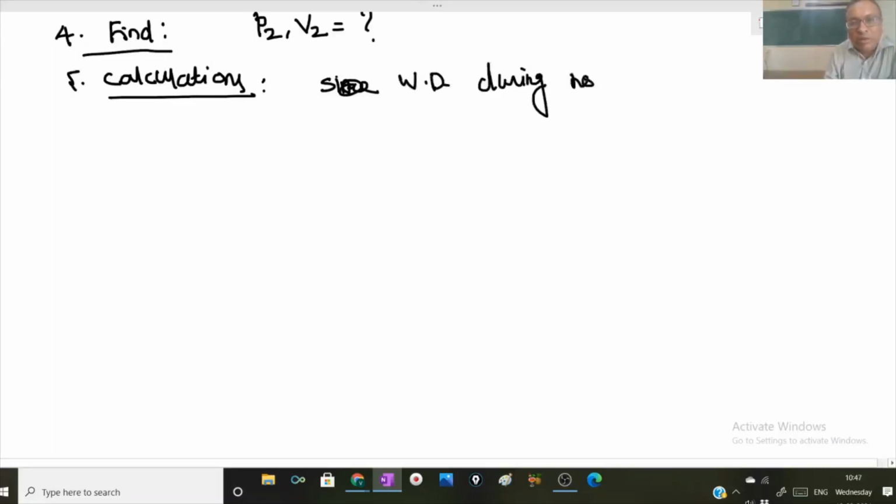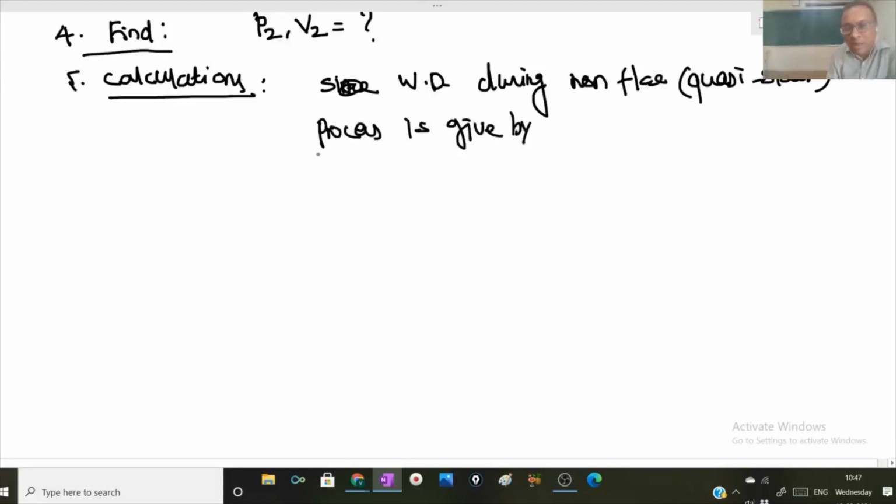during non-flow quasi-static process is given by, how it is given? W12 integration of PdV. Correct? W12. In order to solve this expression, I must be able to express P in terms of V.